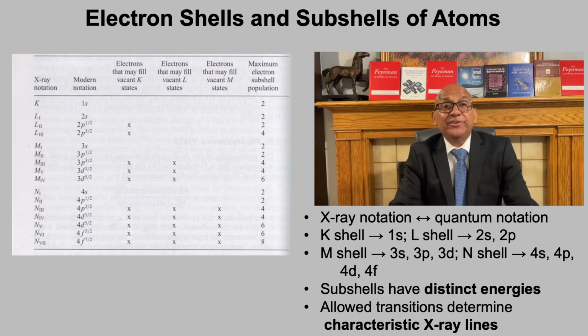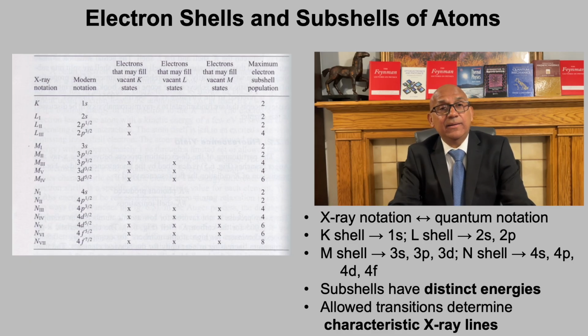This slide connects the traditional X-ray shell notation to the modern quantum mechanical description. What we call the K shell in X-ray spectroscopy corresponds to the 1s label. The L shell consists of the 2s and 2p subshells, and the M shell includes 3s, 3p, and 3d, and higher shells continue in the same way. Because each subshell has a slightly different binding energy, transitions between specific subshells produce multiple closely spaced X-ray lines rather than a single line.